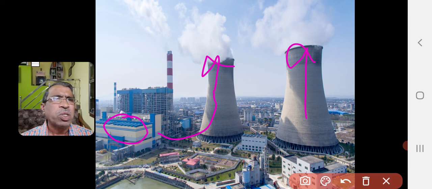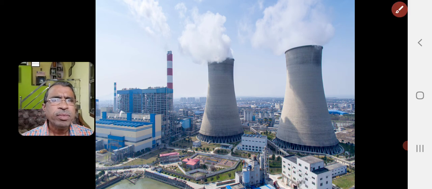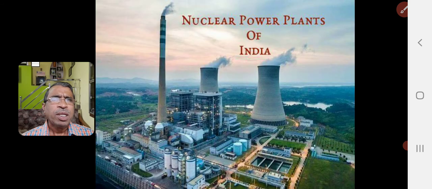This is a beautiful place. Nearby our place, Kaiga, we have a nuclear reactor that produces electricity. This is another nuclear reactor in India. This is the nuclear power plant of India. This is very near to our place, that is Kaiga.